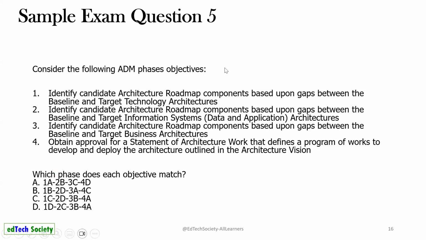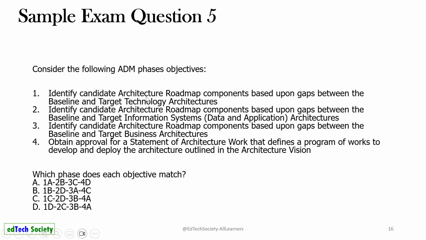Okay, so this is a bit of a lengthy question, and we should read it properly and thoroughly. Consider the following ADM phases. So descriptions of the different phases are given in numbers 1, 2, 3, 4. Now we have to understand which phase number 1 belongs to, that is A, B, C, D. Then number 2, 3, and 4. That's how we have to identify which particular statement belongs to which phase.